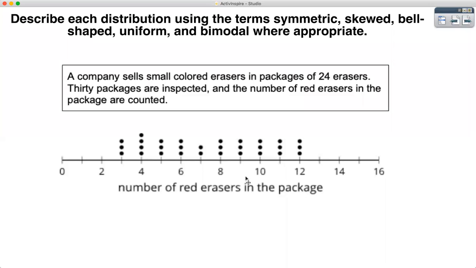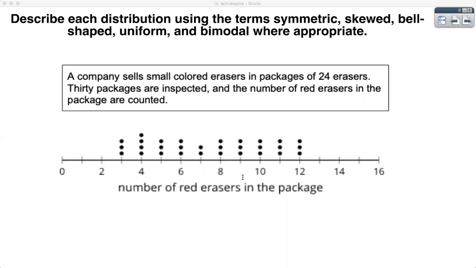All right, now for the last one. A company sells small colored erasers in packages of 24 erasers. 30 packages are inspected and the number of red erasers in the package are counted. So again, just like the last 3 data sets, pause the video, see if you can figure out what you would use to describe this distribution.